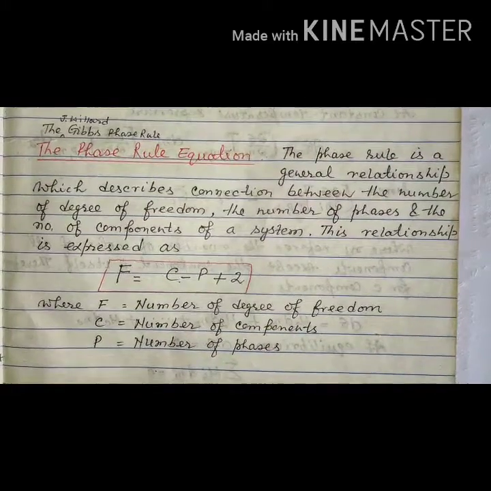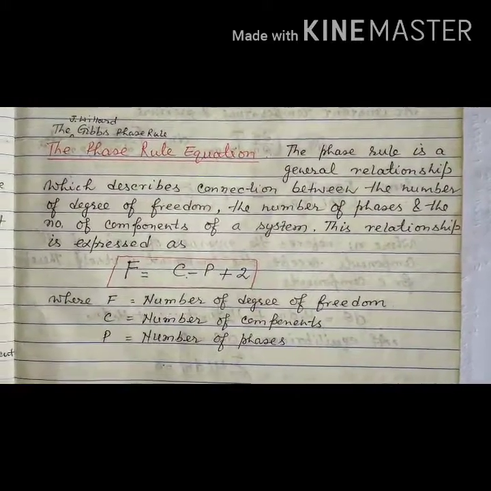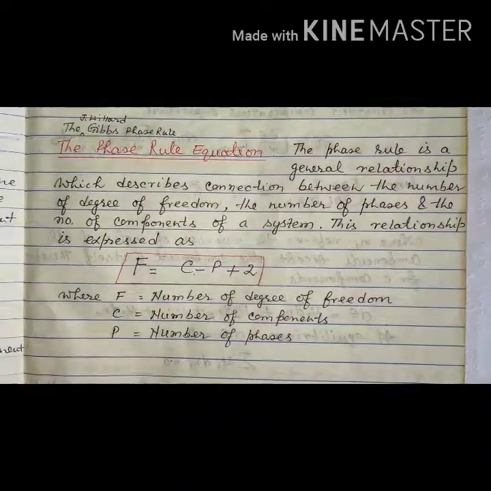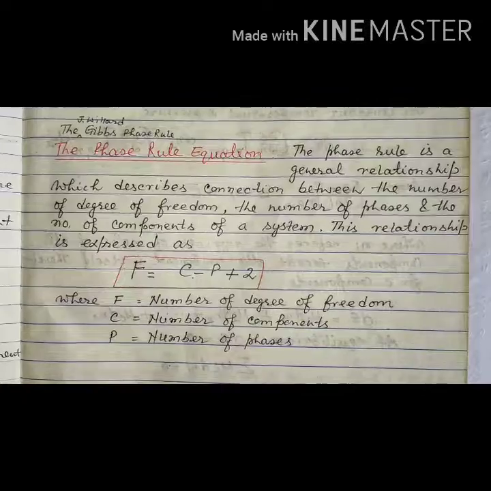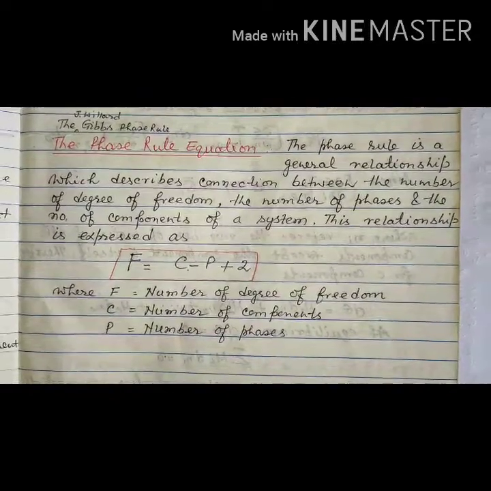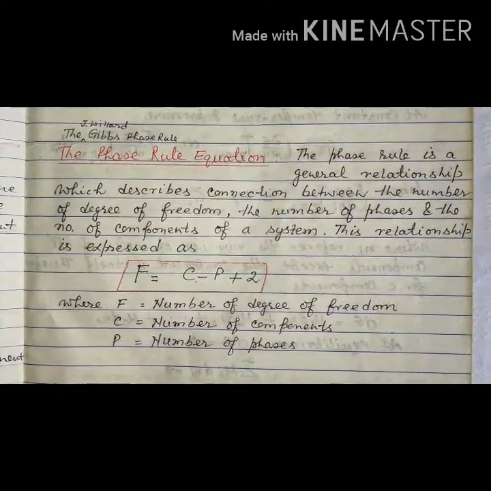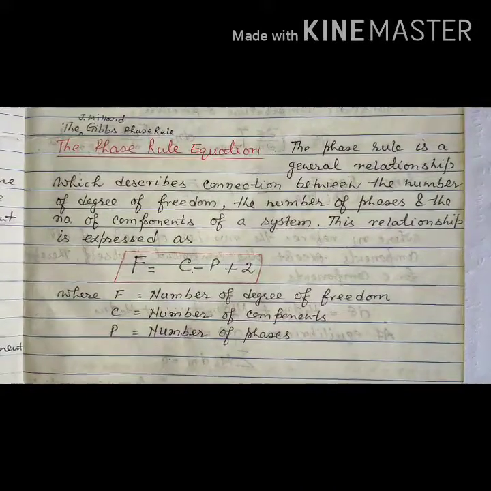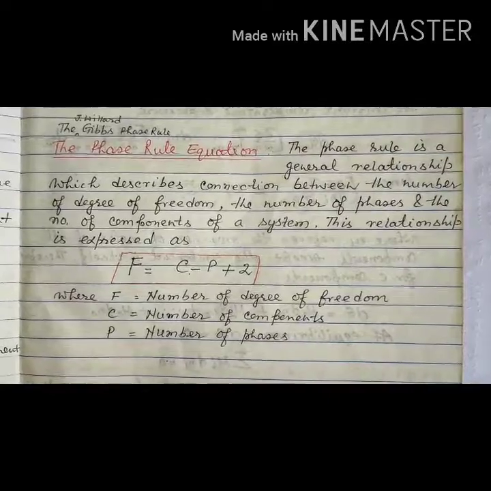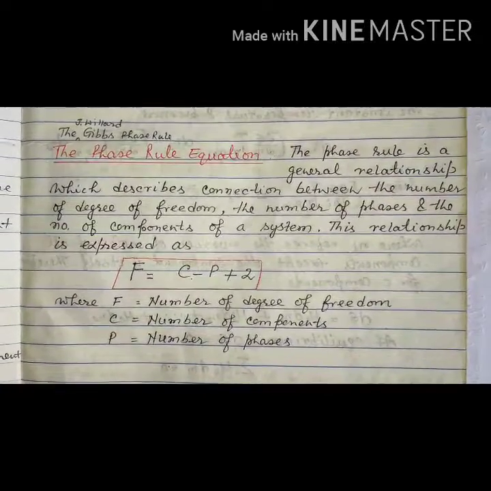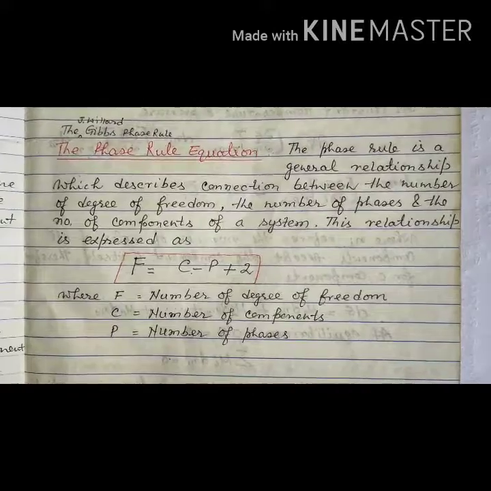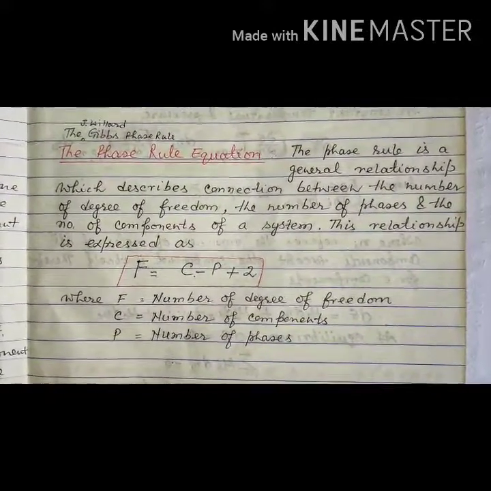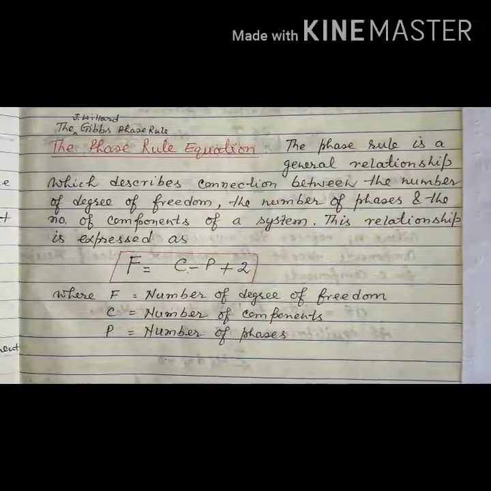The phase rule equation was given by J. Willard Gibbs. The phase rule is a general relationship which describes the connection between the number of degrees of freedom, the number of phases, and the number of components of a system. This relationship is expressed as F equal to C minus P plus 2, where F is the number of degrees of freedom, C is the number of components, and P is the number of phases.